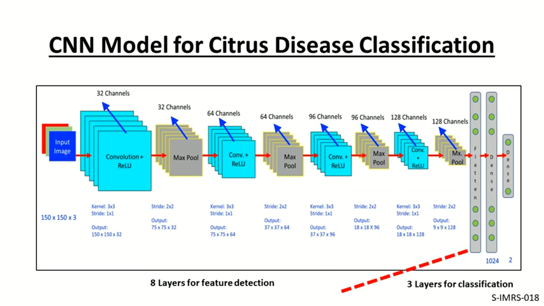This is an outline of the CNN model that was defined and trained in this project for citrus disease identification. It consists of 8 layers for feature detection, utilizing all 3 types of layers, namely convolution, pooling, and rectified linear unit, and 3 layers for classification, namely flatten, fully connected, and softmax.